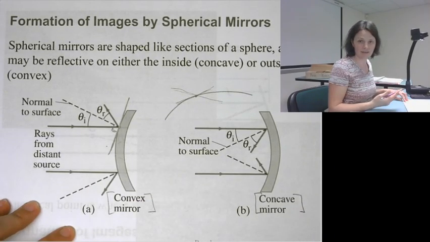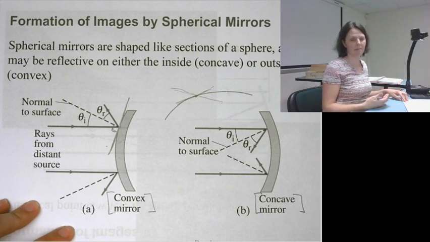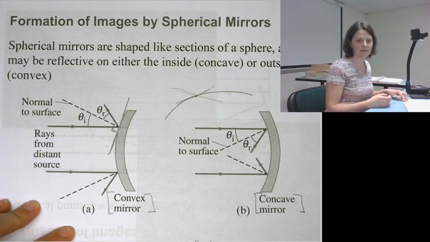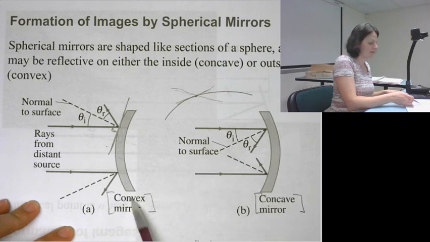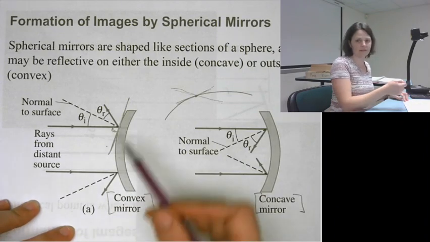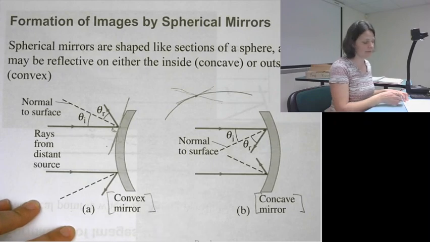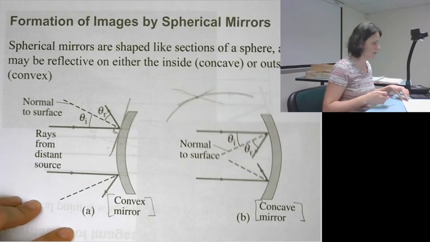Concave, caves in. That's how I remember the difference between concave and convex. Okay, so this is a concave mirror because it caves in. This is a convex mirror because it vexes out. That one doesn't work as well. But if you remember the concave mirror, that can work.